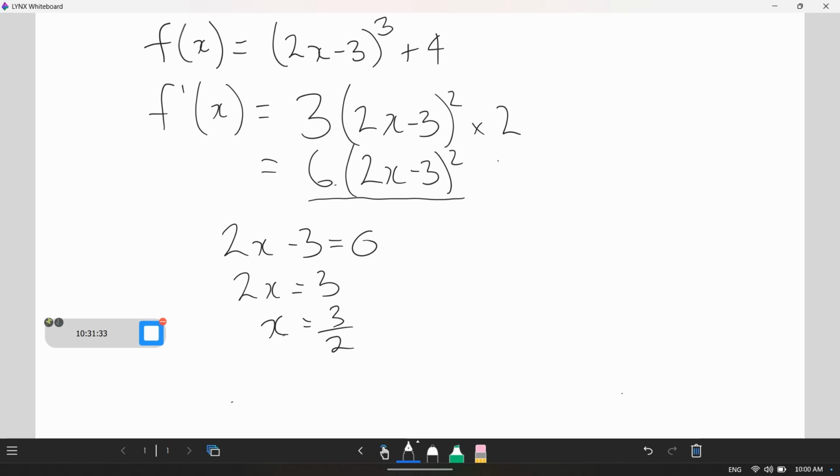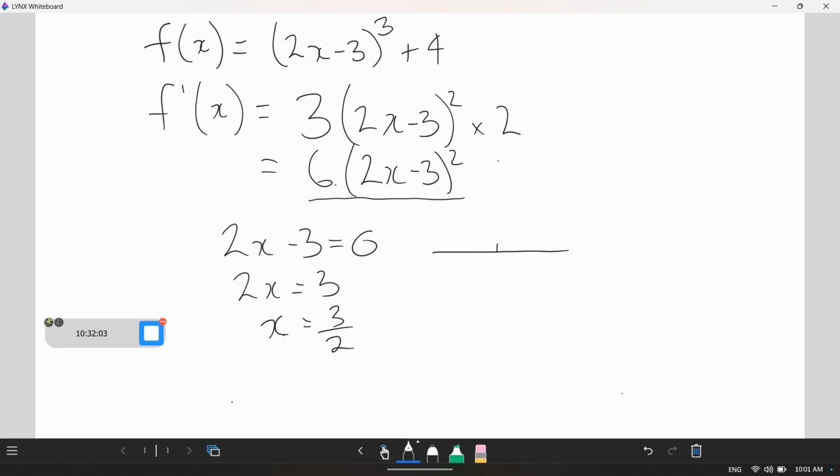Now the next thing we need to do is a sign diagram to determine what type of stationary point it is. So we know there's a stationary point at 3 over 2, but we haven't ascertained at this point whether it's a maximum, a minimum, or a stationary inflection point. So we must do a sign diagram. And even if the question doesn't specify to do it, please make sure you do a sign diagram as part of your working out. It is expected, even if it's obvious, if the graph is drawn there and you can see what type of point it is.